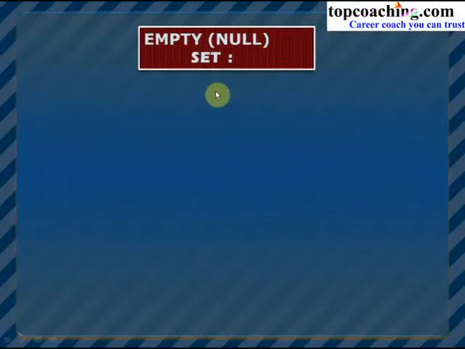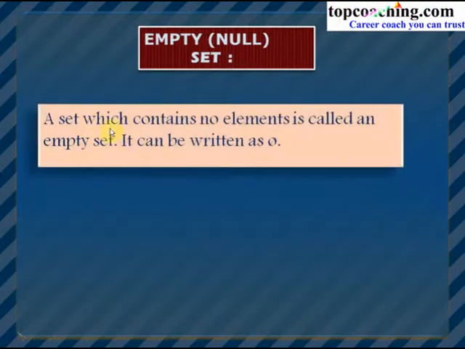What is an empty set? An empty set is also known as a null set. A set which contains no elements is called an empty set. It can be written this way. So this is the mathematical notation of the empty set. So if we have a set in which there are no elements, then such a set would be known as an empty set.